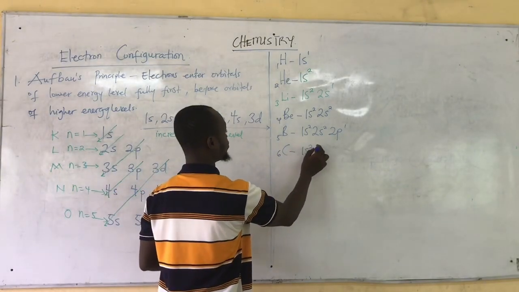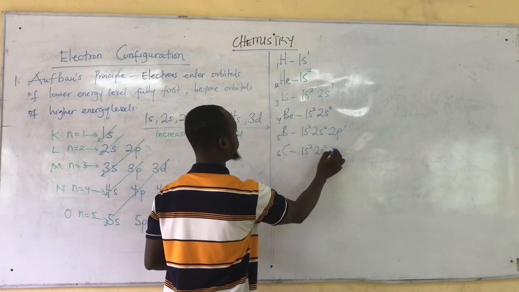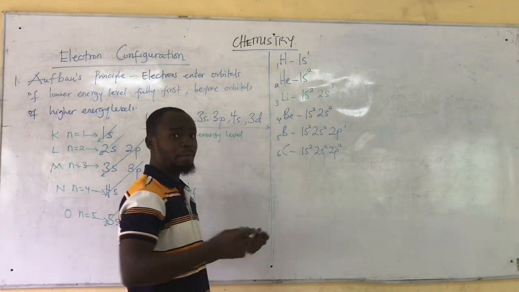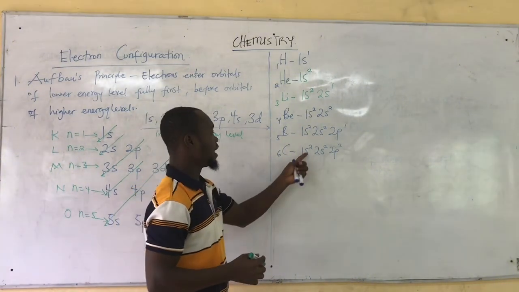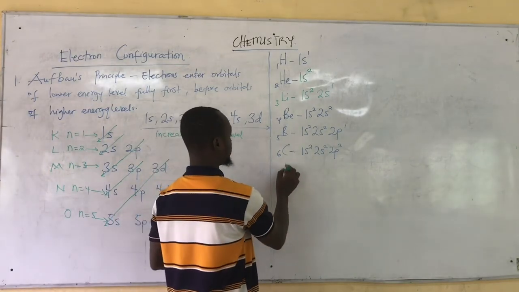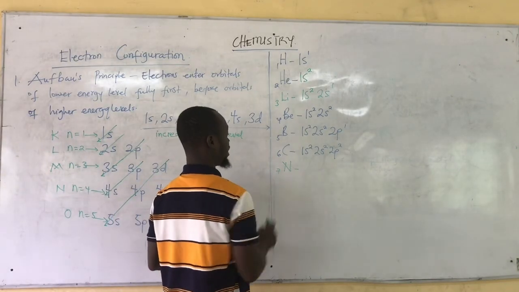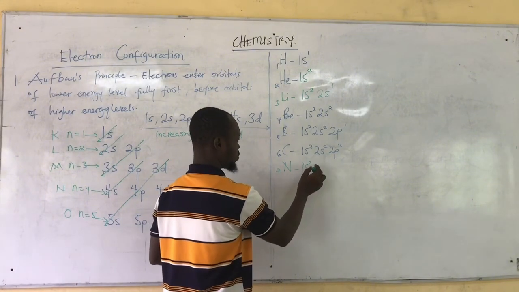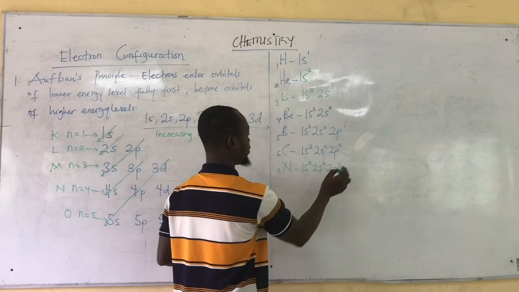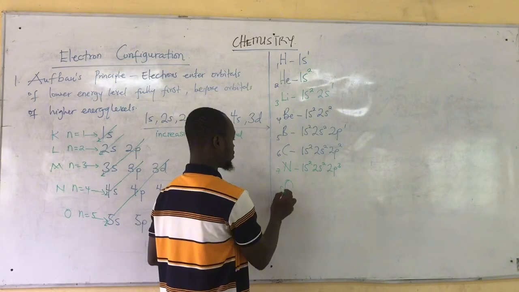Carbon becomes 1s2, 2s2, and then 2p2. Don't forget that P can accommodate a max of 6 electrons, and the S can accommodate a max of 2 electrons. Is that okay? Now, element number 7, nitrogen. Nitrogen becomes 1s2, 2s2, 2p3. The next element is oxygen.